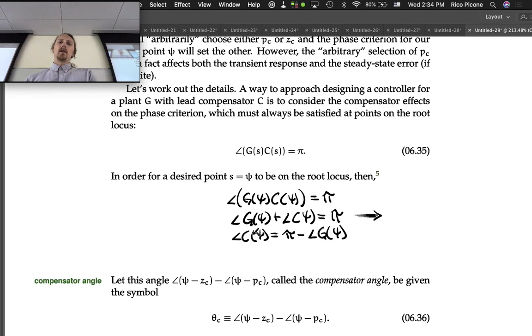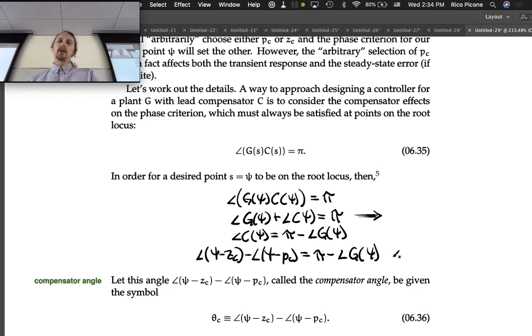And for the controller that we're going to have here, for this compensator in this case, we're going to have the phase of psi minus zc minus the phase from the pole. This is the phase from the zero. This is the phase from the pole. The pole is from the denominator, so it's subtracted, of the compensator. Pi minus angle g of psi.